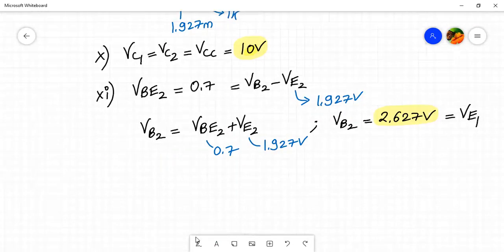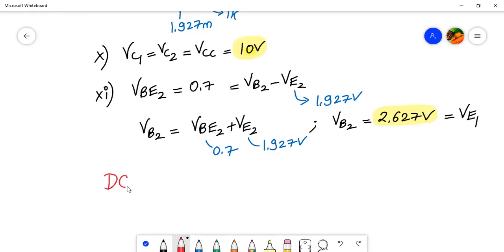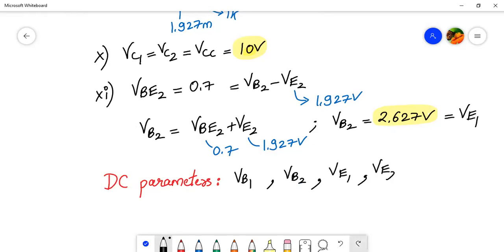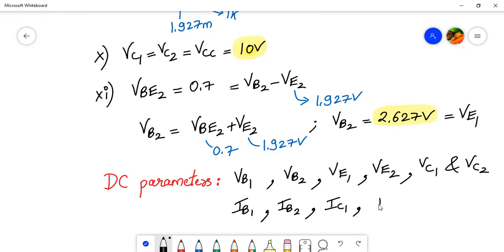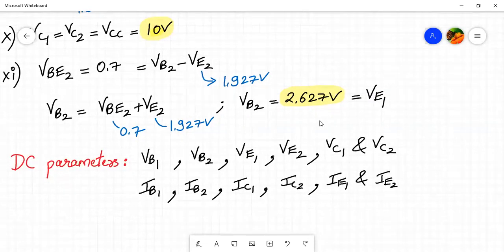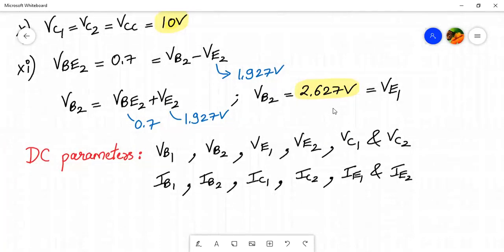So hence we calculated all the DC parameters of the circuit. Let me revise and write it over here. What all DC parameters of the circuit did we find out for both the transistors? Basically, we found out terminal voltages in the form of VB1. Then we found out the value of VB2 followed by VE1, VE2, then VC1 and VC2. And also we calculated the value of IB1, IB2, all the terminal currents, then IC1, IC2, then IE1 and IE2. So we have calculated all these DC parameters, terminal currents and terminal voltages, right? So that's the first part of the circuit.